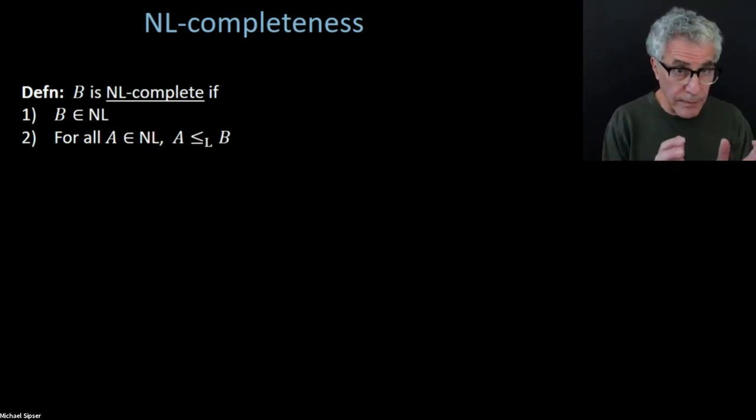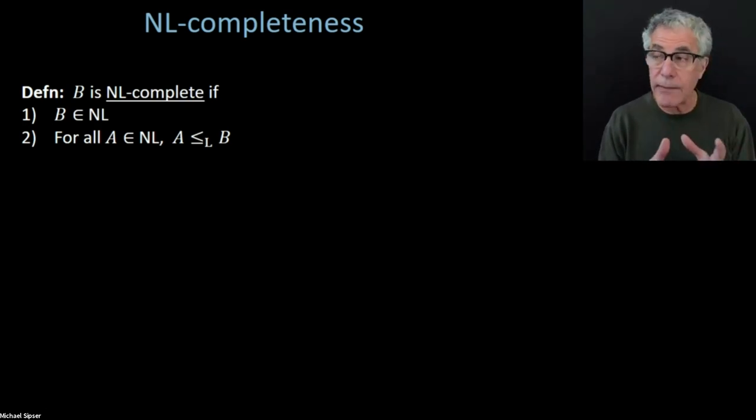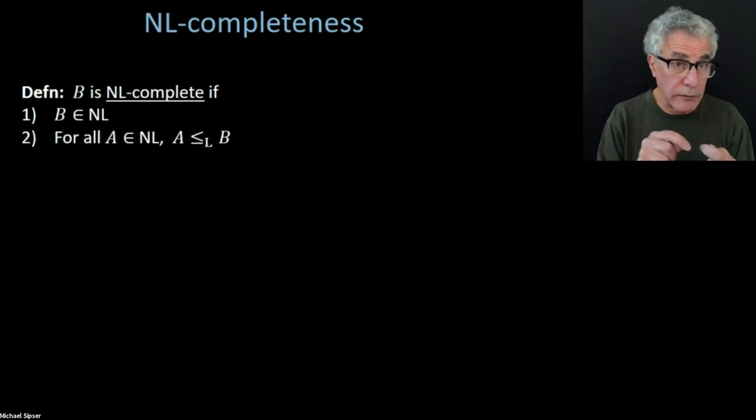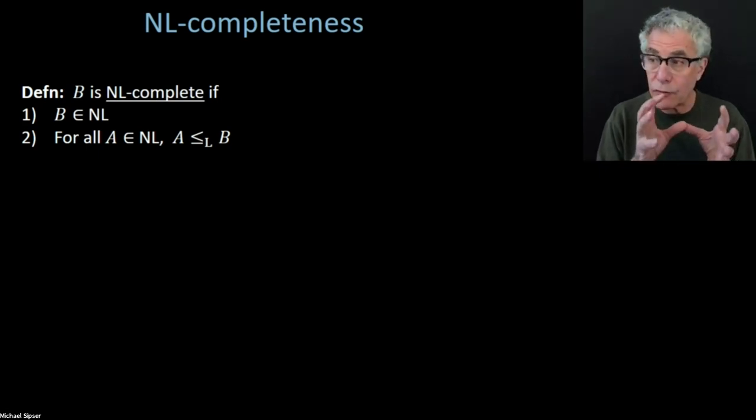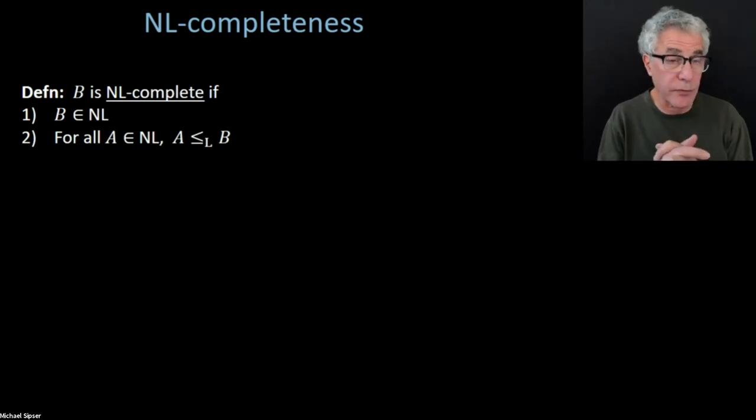Because if you remember, NL is a subset of P. So all NL languages are languages in P. And if we use polynomial time reducibility, all languages in P are reducible to each other. We need a notion of reducibility which is weaker than the class. Polynomial time reducibility would not work here, because everything would become NL-complete, since everything is reducible to each other. So we need a weaker notion. We're going to use log space reducibility, which we have to define.